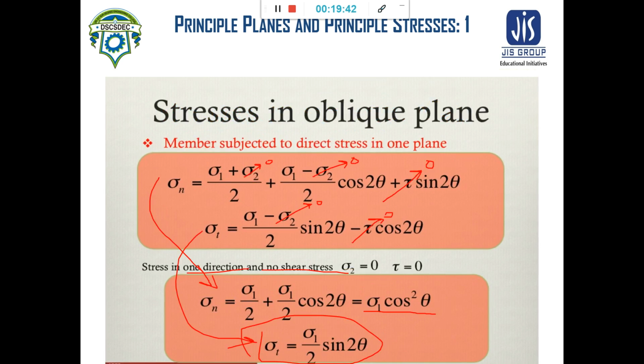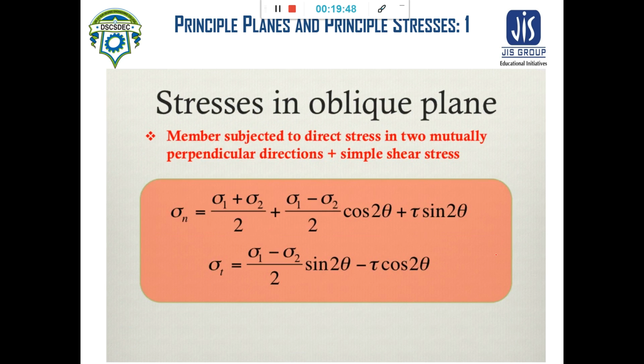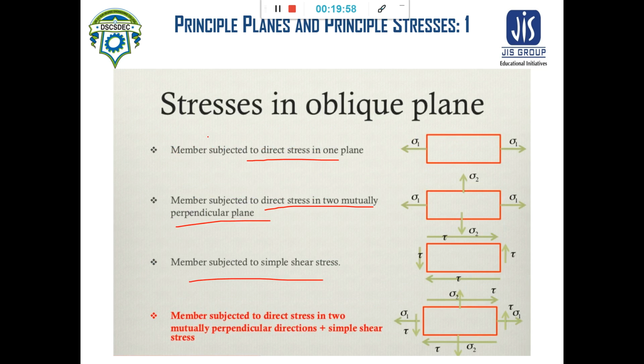Hope you understand, and if you have any problem, the main thing is you have to remember these two formulas. For the other cases, just put the values: in the first case only sigma 1 will be there, so sigma 2 and tau will be 0. In the second case, tau will be 0. For the third case, the sigma 1 and sigma 2 values both will be 0.